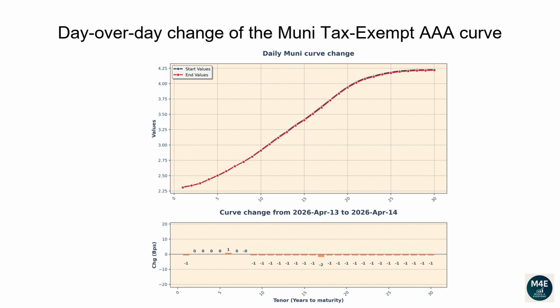The 1-year tenor changed -1 basis points. The 2-year tenor changed 0 basis points. The 5-year tenor changed 0 basis points. The 10-year tenor changed -1 basis points. The 20-year tenor changed -1 basis points. The 30-year tenor changed -1 basis points.